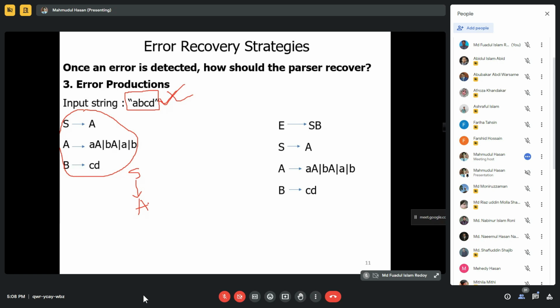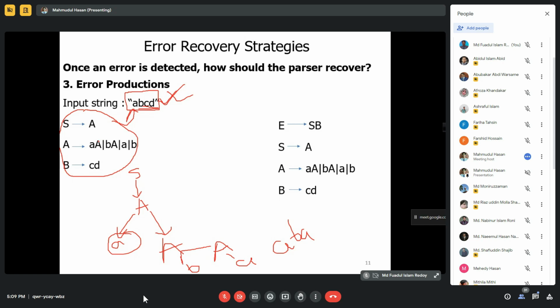The input string is A B C D. A to AA, yes. That means you get A already. Then you need B, C, D. Then A to BA. Okay, A to BA. Then A to A. But the input string is ABA. I am thinking. But it is not possible actually. It is not possible to generate this input with the help of this grammar.